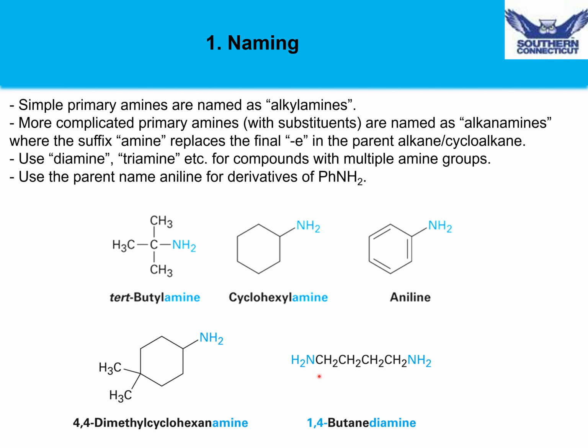And down here we have an example of a diamine. It has 4 carbons. So this is named as 1,4-butanediamine, since it contains an amino group at the 1 position and at the 4 position.